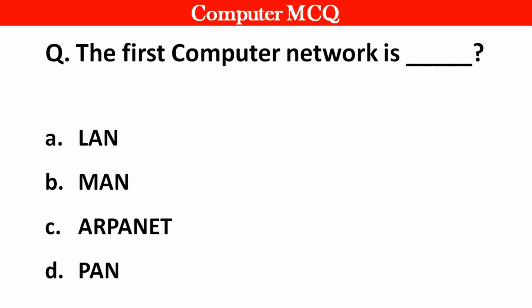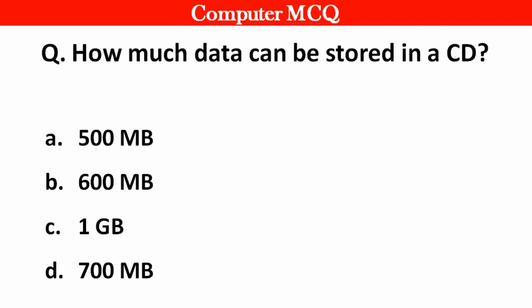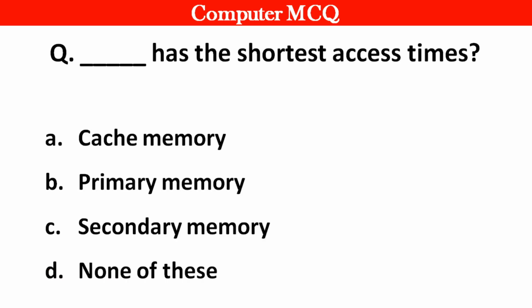Next question, the first computer networks is dash. Right answer is option C, ARPANET. Next question, how many data can be stored in a CD? Right answer is options D, 700 MB. Next question, dash has the shortest access times. Right answer is options A, cache memory.